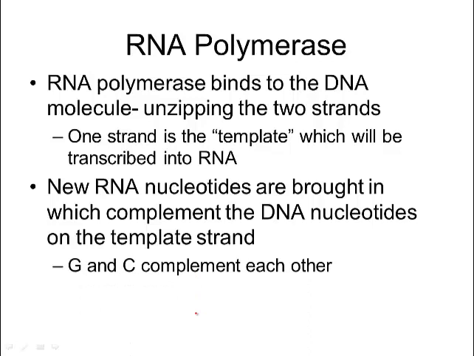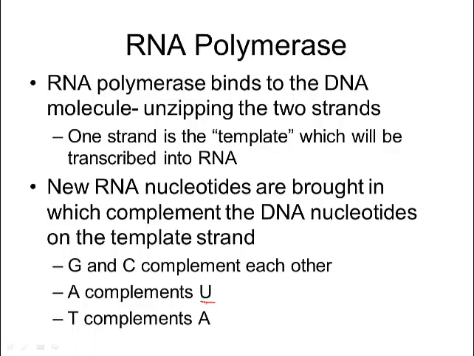So in this case, G and C are still going to complement each other. If there's a G on the DNA, it's a C in the RNA, C on DNA, G in the RNA. But there's a little difference with the A's and T's. If there's an A on the DNA, it's going to be a U in the RNA, because there are no T's in RNA. However, if it's a T on the DNA, then you will have an A in the RNA.